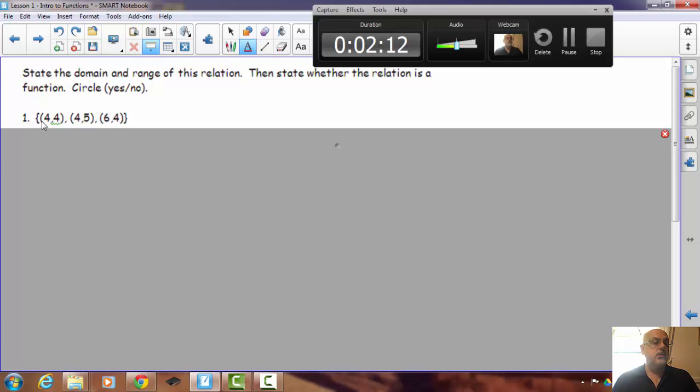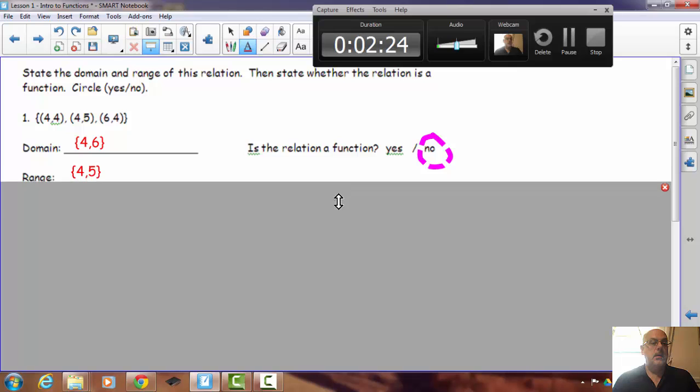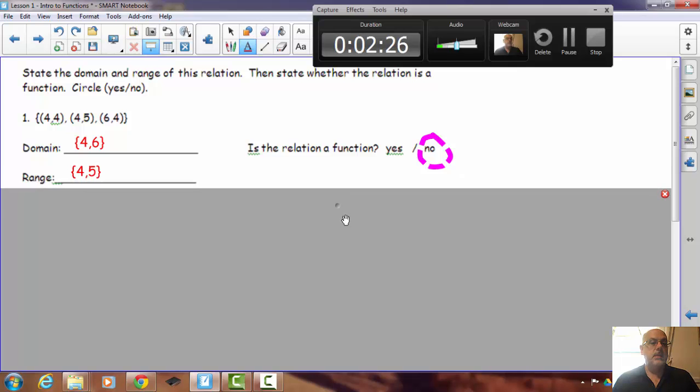The x values are your domain. So if we look at our domain, our x values are 4, 4, and 6, but we don't repeat any when we list them. So the domain is simply 4 and 6. And the same thing with the range. The elements of the range are 4, 5, and 4, but we don't repeat. So the elements in the range are just simply 4 and 5.